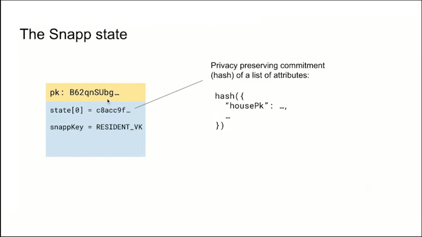There's going to be a privacy-preserving commitment, kind of like a hash of a list of attributes about that person. For example, a list of attributes that says house public key, the public key of the house that this person is currently living in is da da da da da. But none of that is visible on chain. It's private because it's a hash, okay?